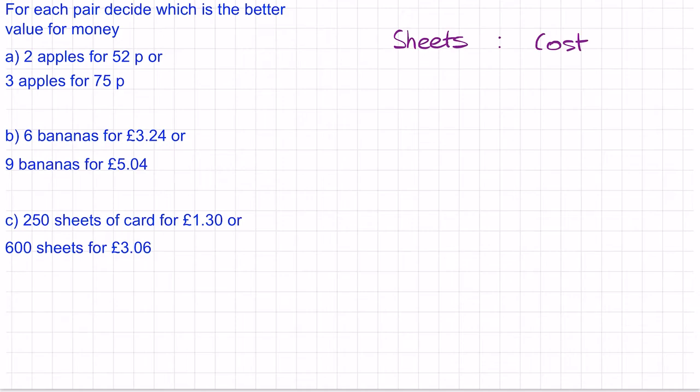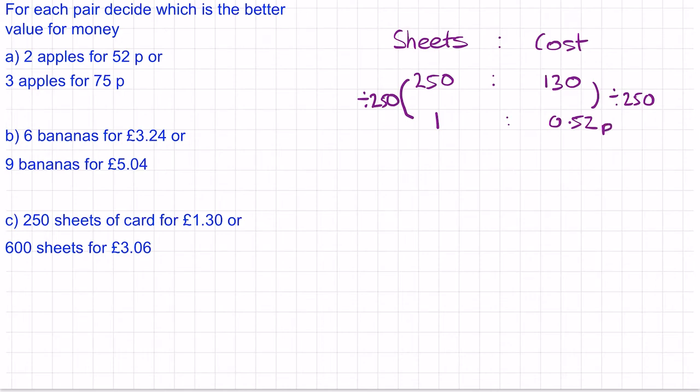Okay, so welcome back if you had a go. So now we have 250 sheets for £1.30, or 600 sheets for £3.06. And again, I'm going to write each ratio as the cost of one sheet, and I'll write the cost in pence. So 130 pence, and I want to work out one sheet. So we'll divide the 250 by itself. We'll do the same to the cost. We'll divide this by 250. And this will give us 0.52 pence per sheet.